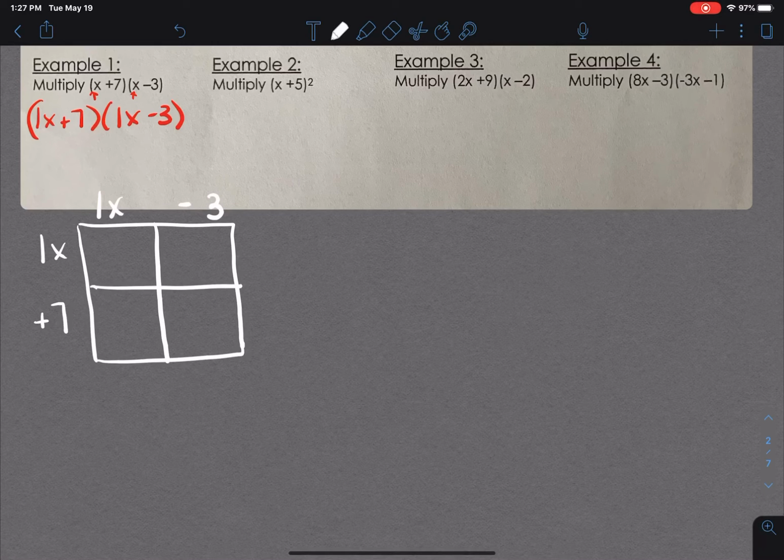Now, we're going to do the same kind of thing we did before. We're just going to multiply them together. So 1x times 1x is 1x squared. 1x times negative 3 is negative 3x. Positive 7 times 1x would be positive 7x. Positive 7 and negative 3 is going to be negative 21.